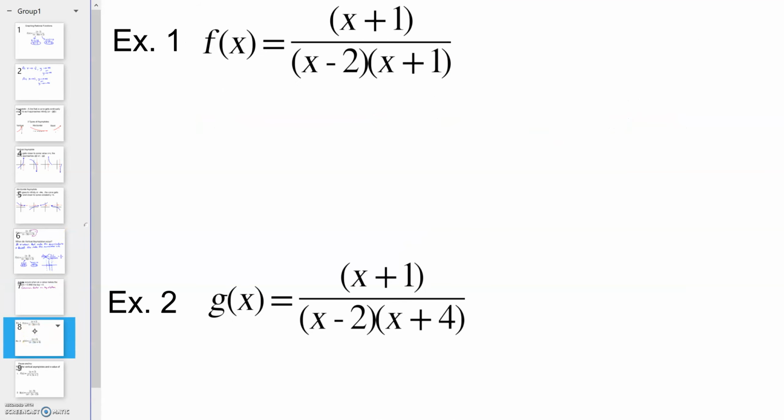So let's look at a couple examples right now. This first example, the first thing I want to do is set the bottom equal to 0. Set each factor equal to 0.